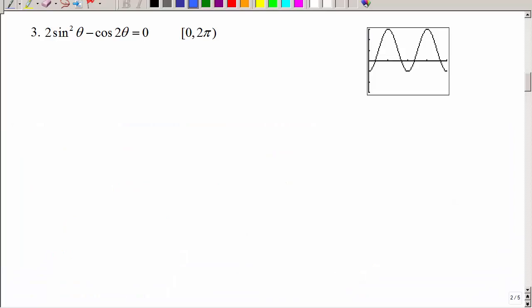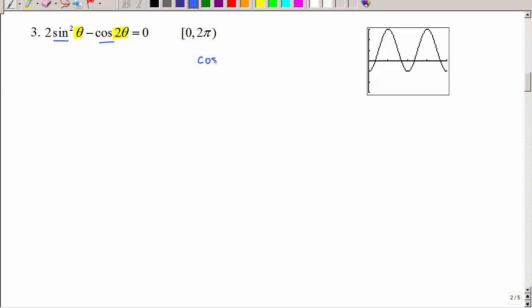So number 3, we do not have the same trig function. We have sine and cosine. We also don't have the same angle. We have theta and 2 theta. It is usually easier to change the double angle into a single angle, so that's what I'm going to choose to do.